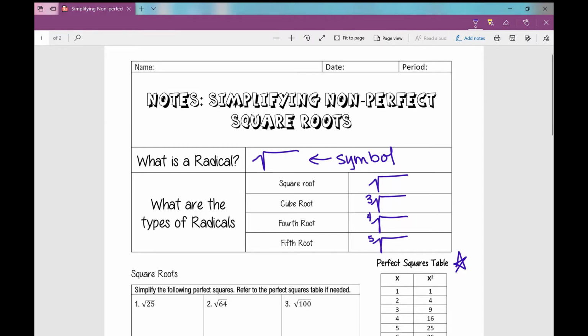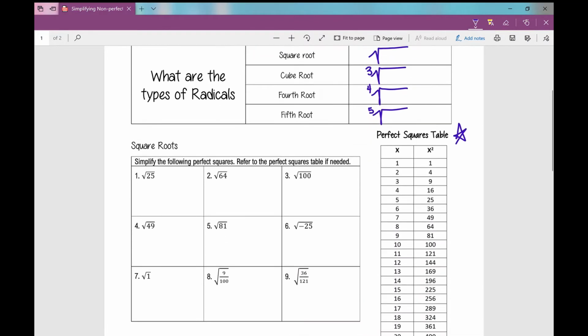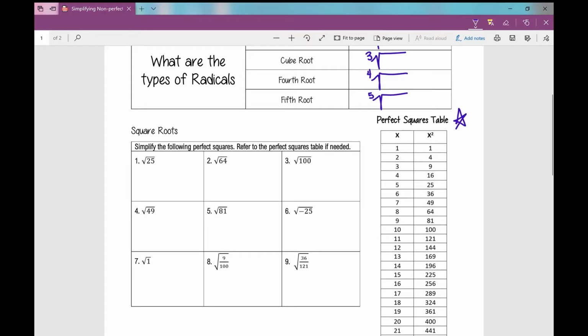So let's simplify some square roots. Now, all of these on this page are perfect squares. When I take the square root of a perfect square, I get a whole number. So let's look at this perfect squares table. In the left column here, you have a number. If I multiply that number by itself, meaning I square it, I get the number that's in the column on the right. So 1 squared is 1, 2 squared is 4, 3 squared is 9, 4 squared is 16.